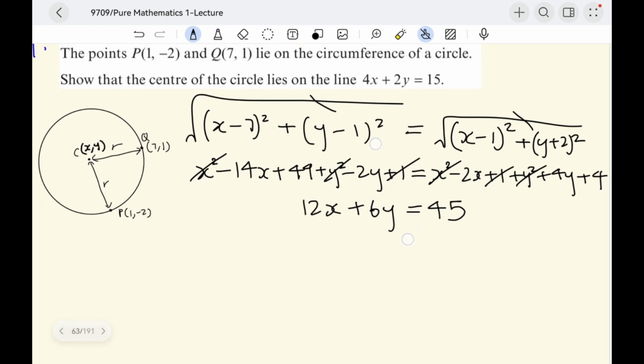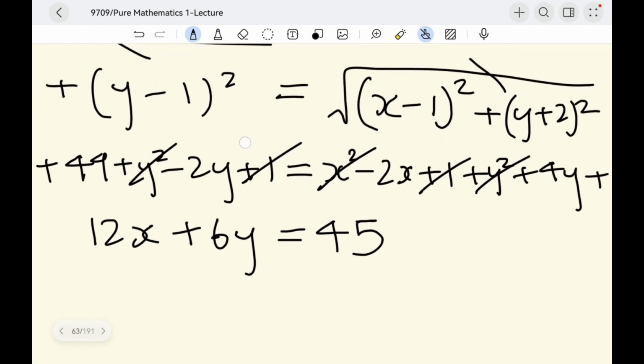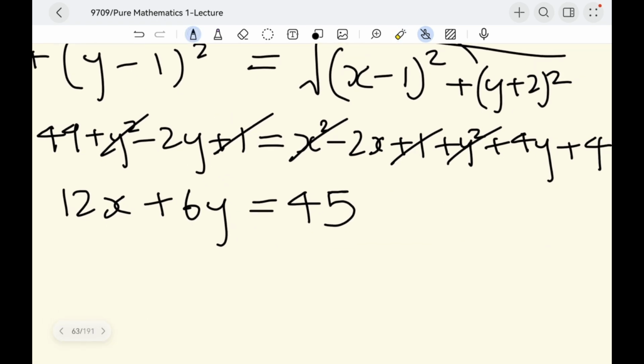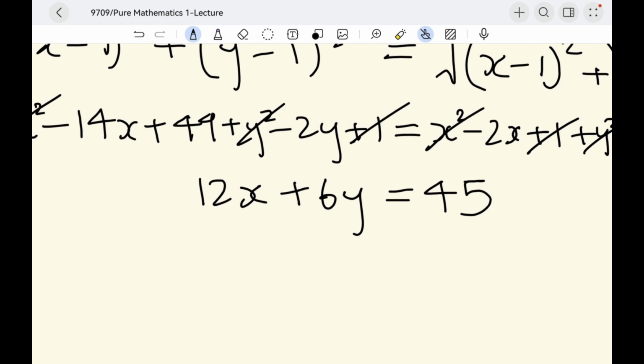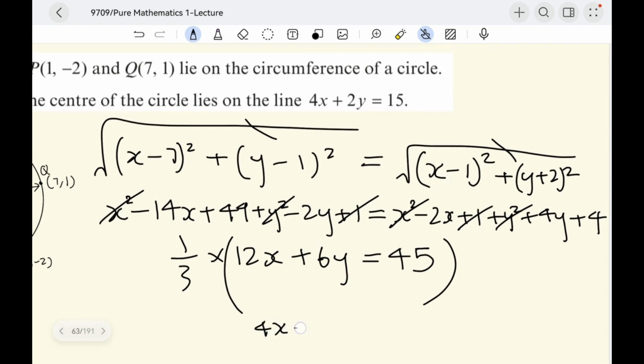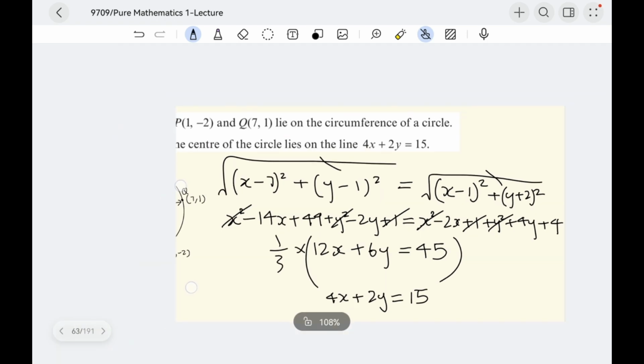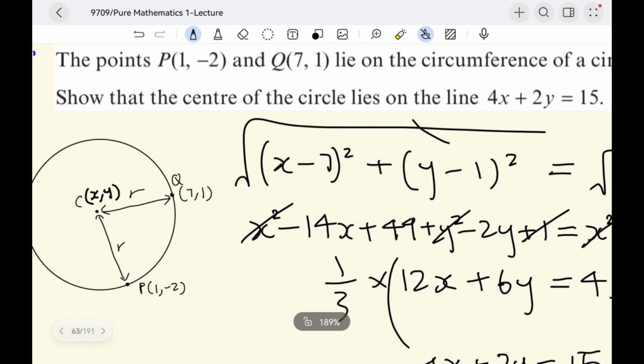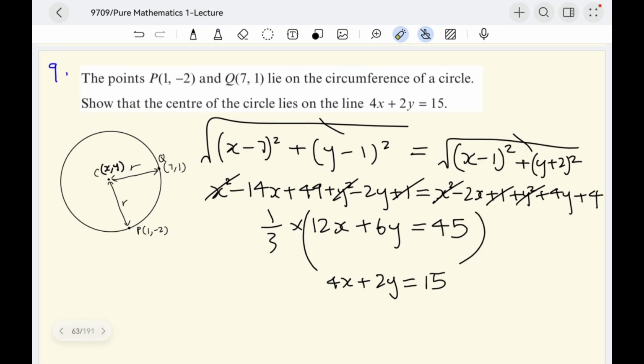Oh, I see. Maybe I can divide it. Maybe I was correct. Okay, so just divide by 3 on both sides of the equation. So I have 4x plus 2y equals 15. Yeah. So it means that I don't need to find the center of the circle, but just to know that the center of the circle lies on the line 4x plus 2y equals 15.